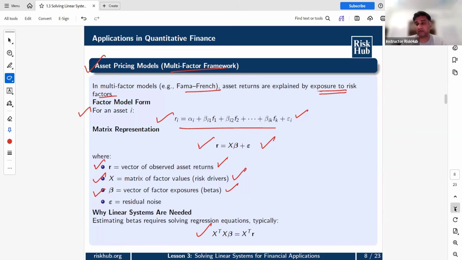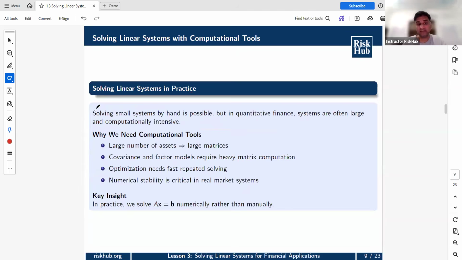Okay. Once we have done that, we move to the next part, solving linear systems in practice. This slide is very realistic. Why is it realistic? Because modern quant finance is computationally intensive. And why do we need computational tools?